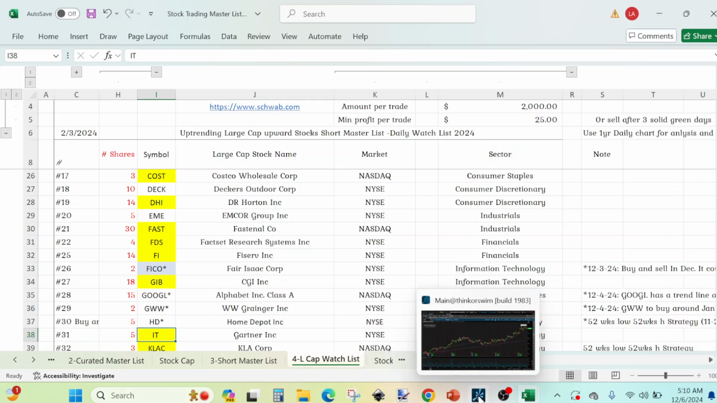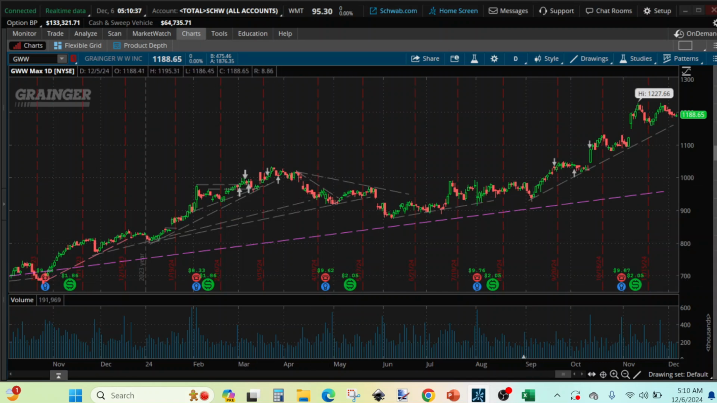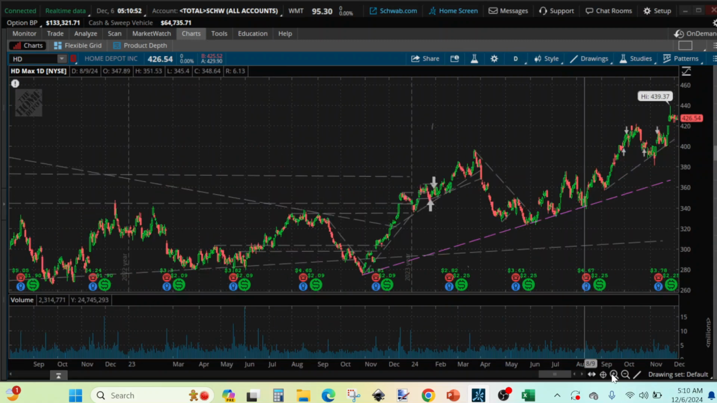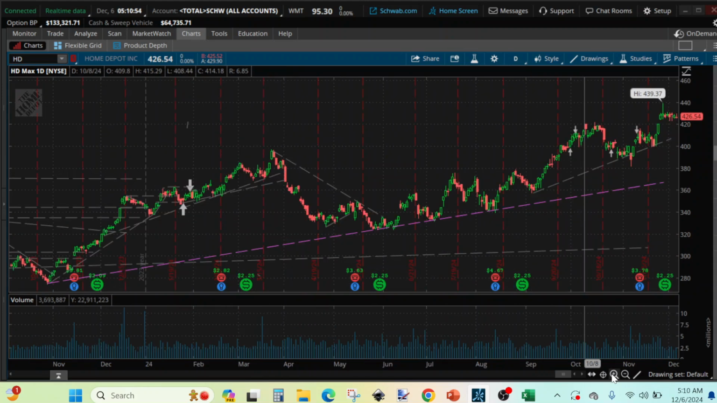HD. So HD, let's go back to, let's say, the maximum daily chart. I'm not sure, but there'll be a lot of zooming here to do. But yeah, we like to buy it on the purple line, but it could take a while for that to come there.